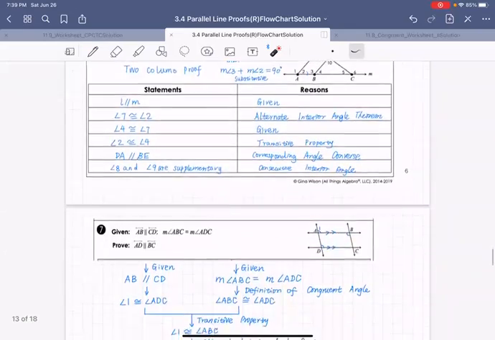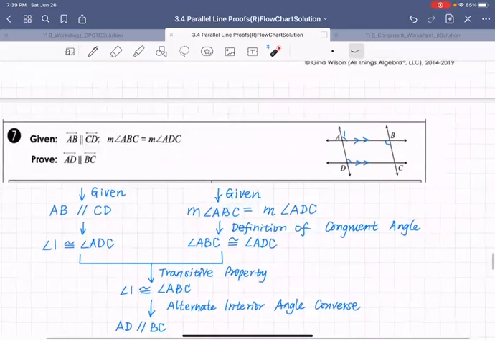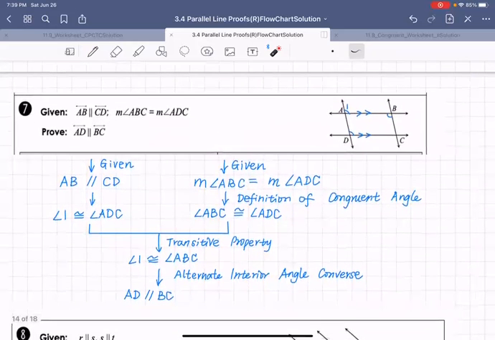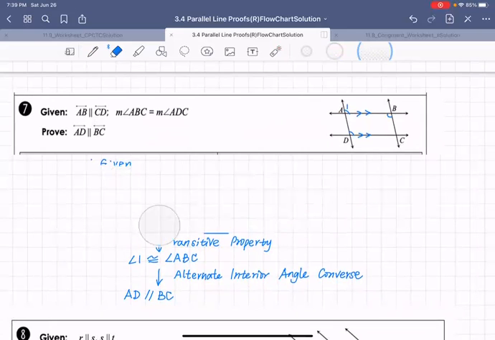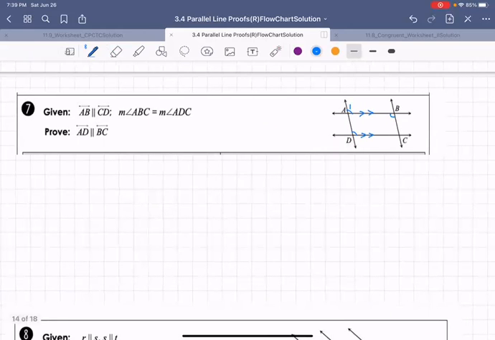Let's do the next one, number 7. Albert. Let's take a look at it, number 7, okay? Let's get your cake ready, okay? Go ahead, please. AB is parallel to CD. Given. Very good. Next.